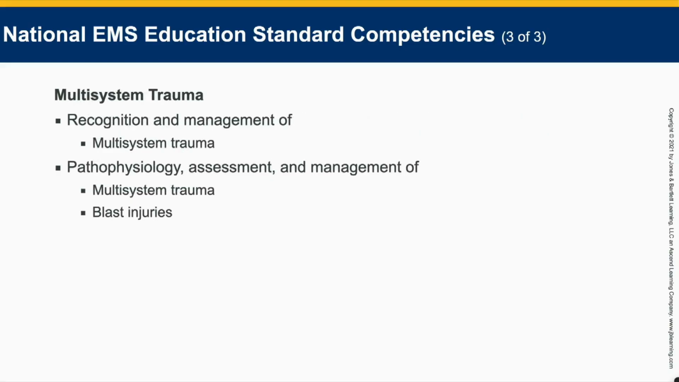Finally, this section focuses on multi-system trauma. These are the patients who have injuries affecting more than one body system, and these are often your most critical patients. You'll learn how to recognize and manage multi-system trauma, which requires you to think quickly, prioritize effectively, and stay organized under pressure. We'll also dive into the pathophysiology and assessment of these patients, along with how to manage them in the field. And we'll touch on blast injuries as well, because those bring a unique set of challenges and injury patterns.